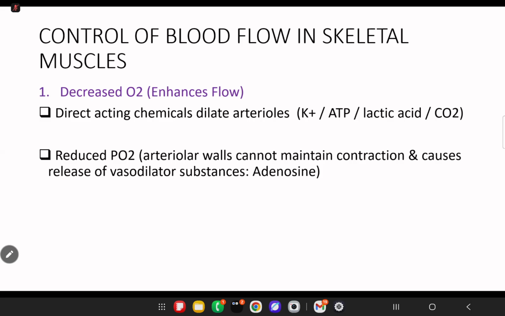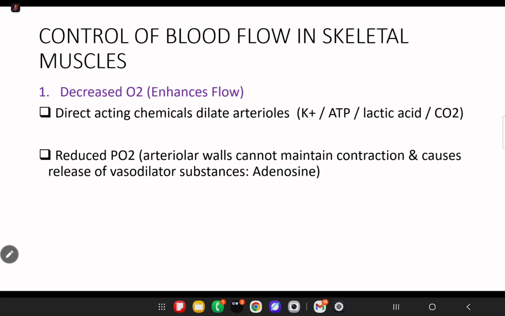The reduction in oxygen causes direct chemical action on arterioles to dilate. So basically, buildup of carbon dioxide, lactic acid, ATP, and potassium will directly act on the arterioles to dilate.